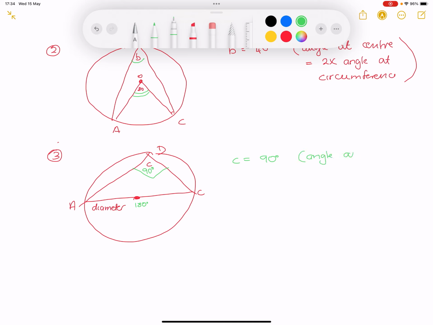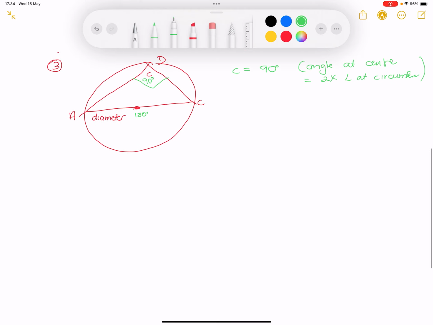Angle at center is equal to 2 times angle at circumference. Okay, no problem with that one, eh? Yes, ma'am.